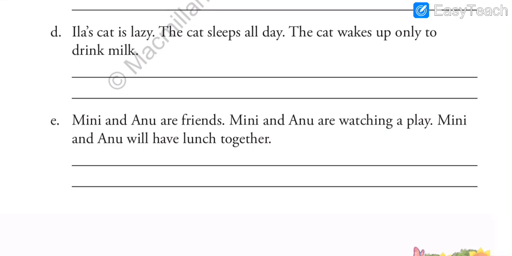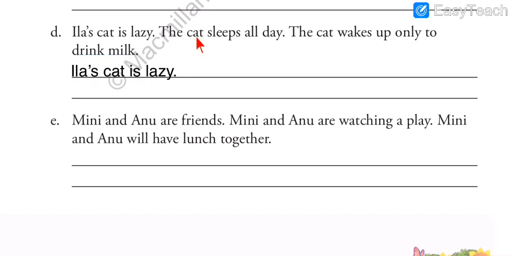Then, Ela's cat is lazy will be as it is. So I'll just write Ela's cat is lazy and then full stop. So this is the first part. Okay, I hope you all are able to look at the screen and read it.